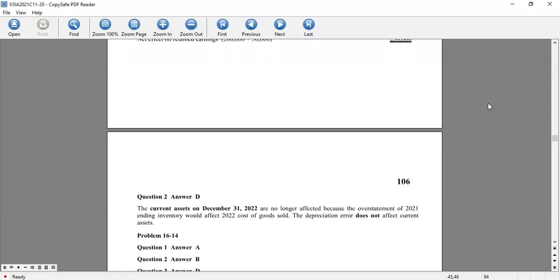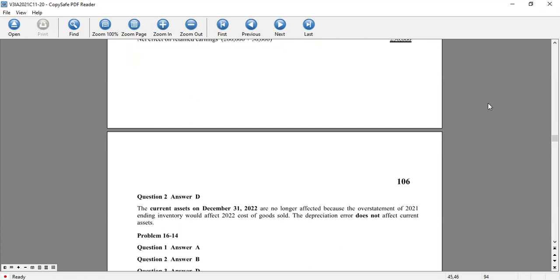2022 are no longer affected because the overstatement of 2021 ending inventory would affect 2022 cost of goods sold. Depreciation error does not affect current assets. So in question number 2, we have a 0 effect.